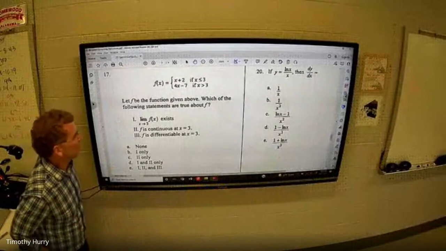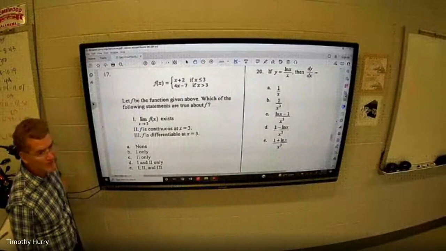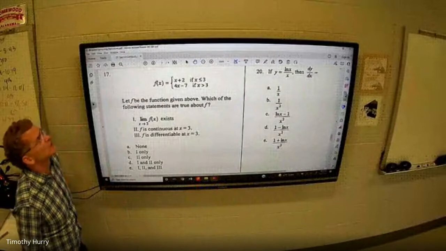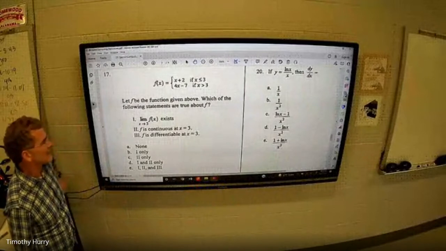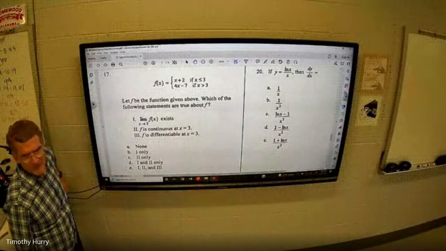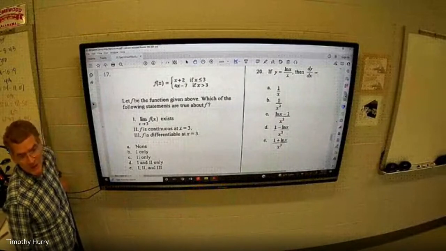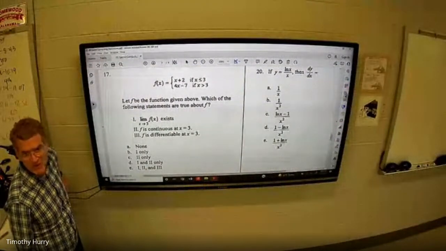All right, what about this? 17. Let f be the function given above, which of the following statements are true about f? And when they say true, always true. Number 1, the limit exists as x approaches 3. How would I check that? Check the sides. Yeah, the left and the right have to be equal, and which means the limit would exist. The value would exist, right? And the limit and the value would be the same. Those are the 3 points of continuity.